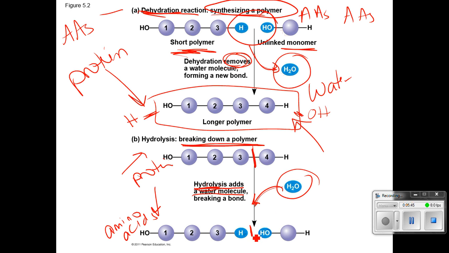And that's going to break this bond right here. And the hydroxide group is going to go with one amino acid, and then the H group is going to go with the other one. Remember, in a dehydration reaction, we're simply putting those two things together. In a hydrolysis reaction, we are separating that. And so one end is going to get the hydroxyl group, and one end is going to get the hydrogen. And we're adding the water in there to make that happen.